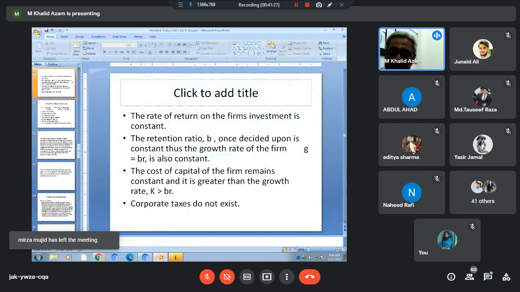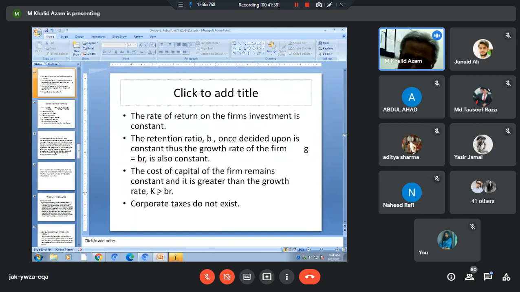He has assumed that the cost of capital is going to be more than G or BR, then only this formula is going to work. If the cost of capital is less than your growth rate, it will not work. If it is less than, or even if it is equal, it is not going to give you any result which will help you in understanding whether the payment of dividend is going to affect the valuation of the share or not. So corporate tax does not exist. This part has also been considered by him.